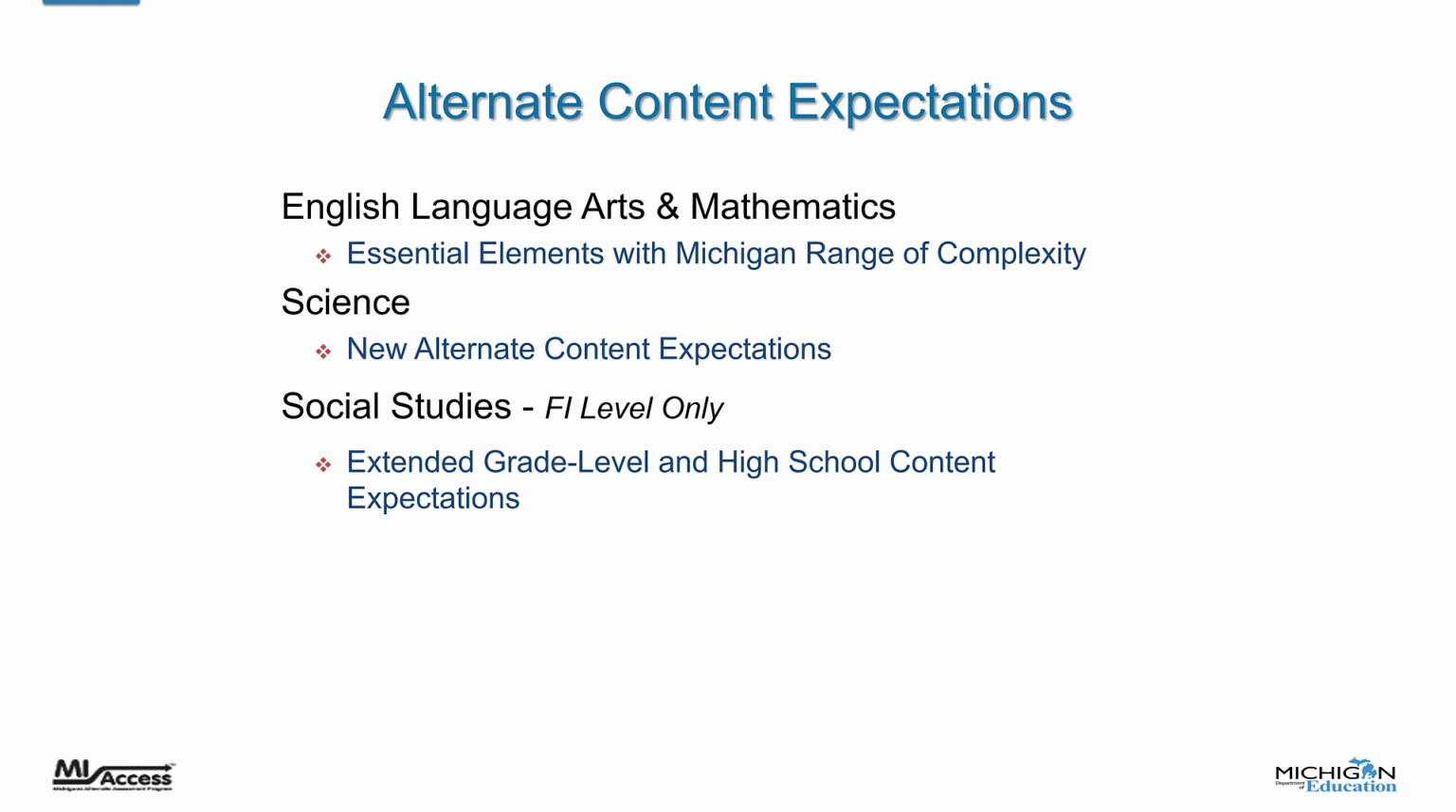The alternate content standards to which the assessment is aligned are as follows. English Language Arts and Mathematics measures the essential elements with the Michigan range of complexity. Science uses the new alternate content expectations. And Social Studies uses the extended grade level and high school content expectations for functional independence only.